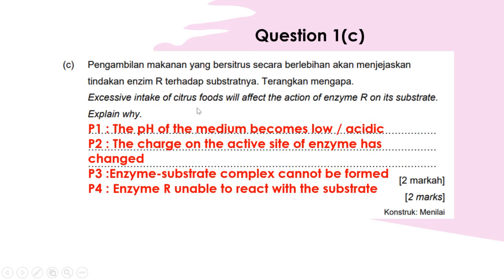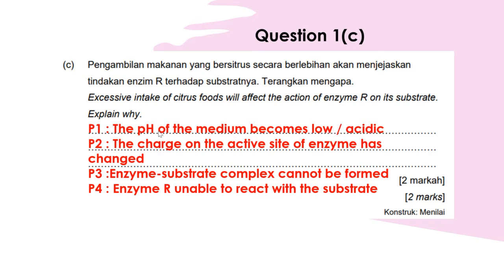So excessive intake of citrus food will affect the action of enzyme R. How does the citrus food affect the reaction of the enzyme? Explain why. Now we go to point 1. The pH of the medium becomes low or acidic. We have to know that citrus fruit has a sour taste because the pH of the food is low or acidic, so it will cause the pH of the medium to become low or acidic.